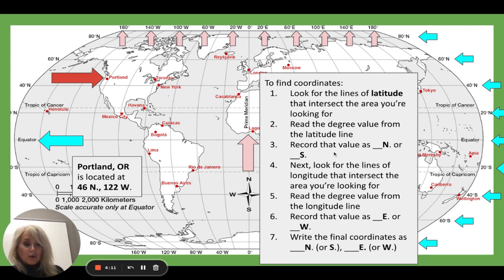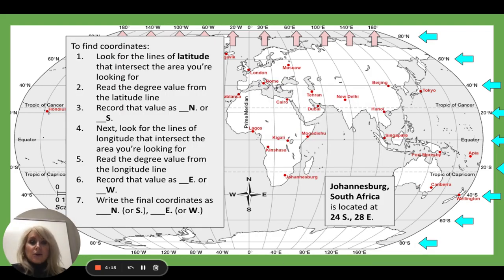And then let's try one more. For this one, we're going to find the coordinates for Johannesburg, South Africa. So again, first thing I do is find the equator. Here's the equator, and Johannesburg looks like it's south of the equator. So there's 20 degrees south, there's 40 degrees south. So I'd say that Johannesburg is about 24 degrees south of the equator.